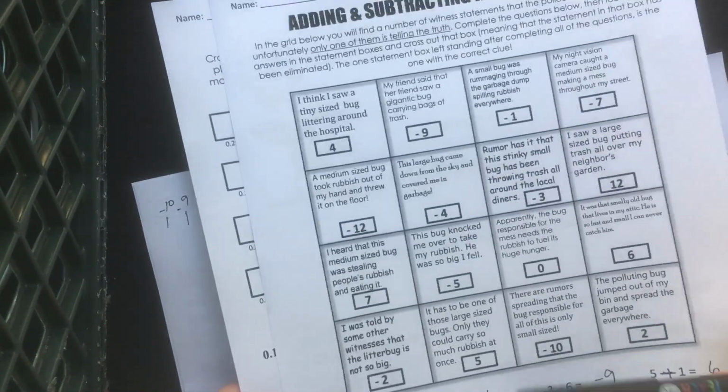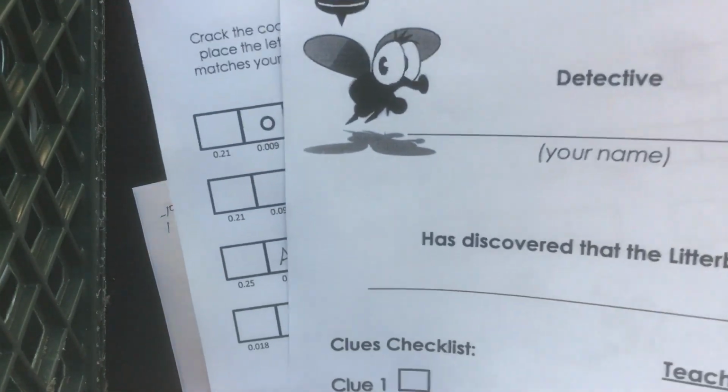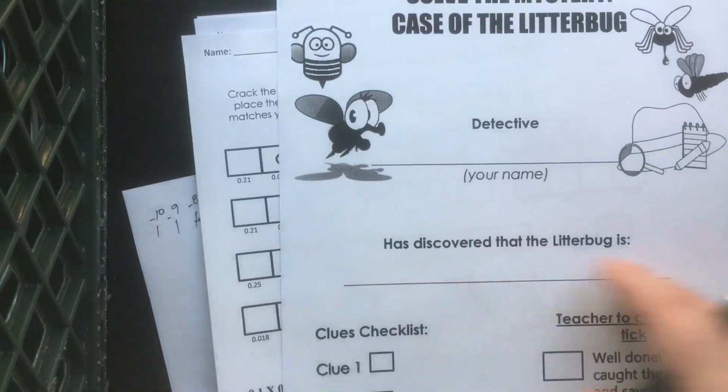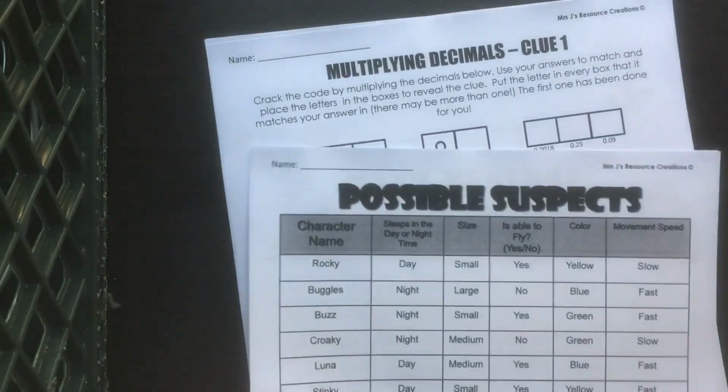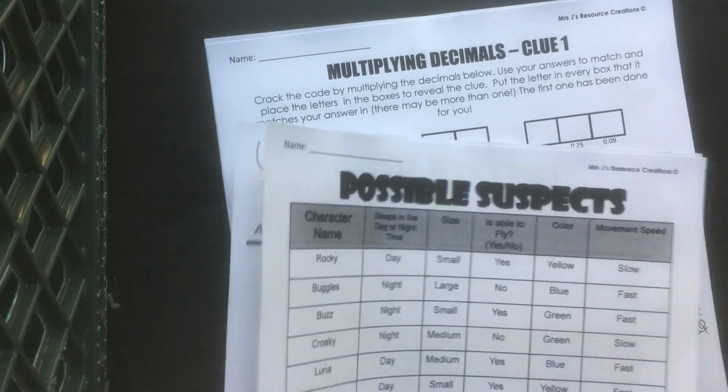Okay, that's 5 clues, 5 little practices, and it'll give you the litter bug. So when you've discovered who the litter bug is, write down his name. And I know some of that is tricky math today, so please, if you get stuck, please, please, please give me a call and I will help you some more.